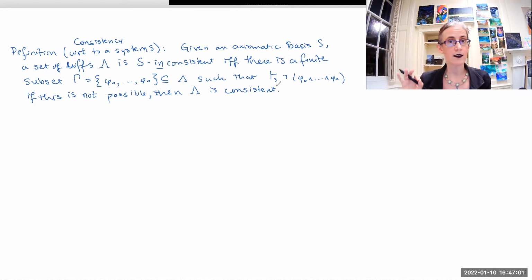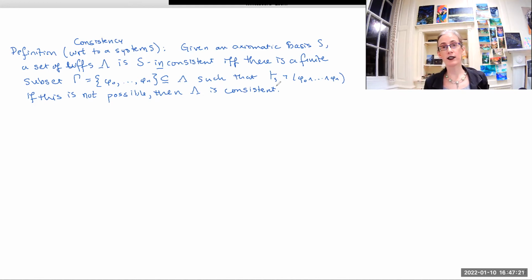The reason why this is the case is because all of the proof systems that we are looking at in our particular context are finitary. Every proof is going to be some finite number of things. So you will never have an infinite conjunction because you could never write that infinite conjunction down.